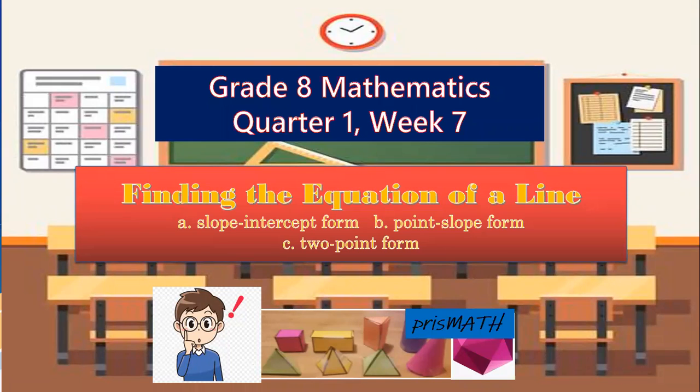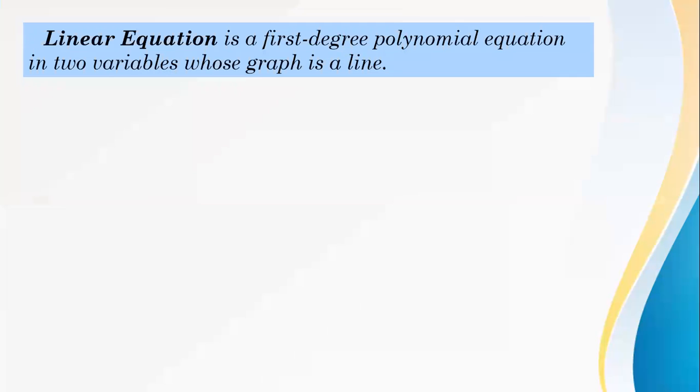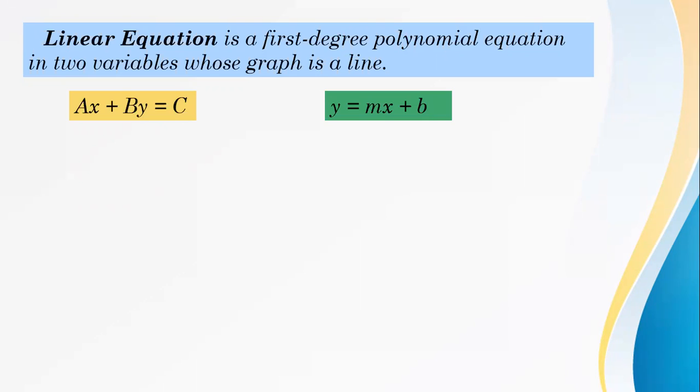Our topic for today is all about finding the equation of a line. A linear equation is a first degree polynomial equation in two variables whose graph is a line. So we all know that a linear equation, the given graph is a line, and a first degree polynomial equation in two variables, written in the form of ax plus by equals c, or it can be written in the form of y equals mx plus b.